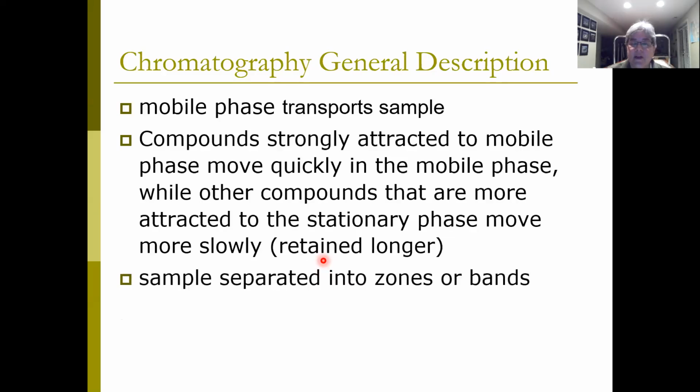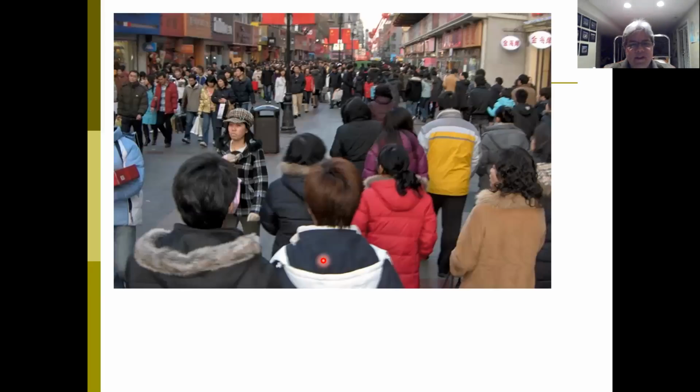As your sample moves down the column, it's separated into what we call zones or bands. Actually, all the molecules that have the same chemistry will come out together, and those that have different chemistry come out at different times. Okay, so let me give you an example of this.